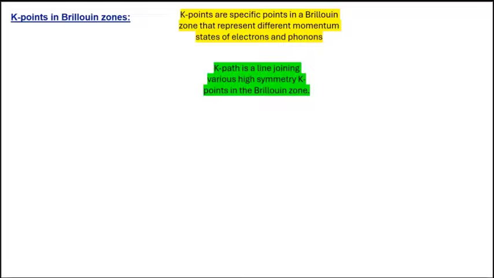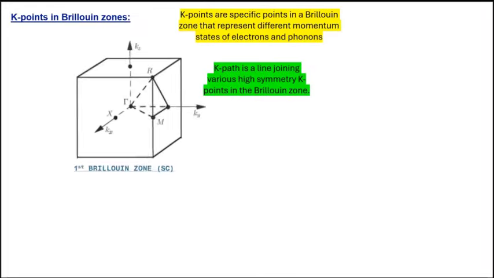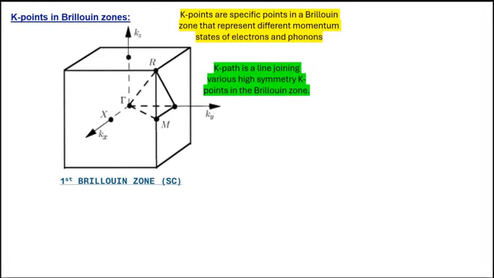Let us take an example. The first Brillouin zone of a simple cubic lattice is also a cube in K space and looks like this. Now, out of the various K points, some of the high symmetry points are shown here, like the gamma point, R point, and so on. So among the various K points in this Brillouin zone, the one is gamma point. This is the point of highest symmetry in a Brillouin zone. It lies at the center and denotes the origin of the Brillouin zone.